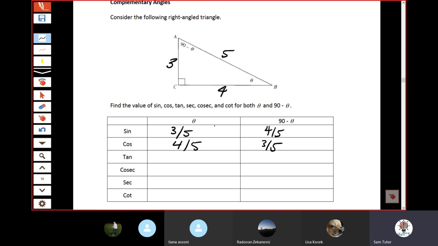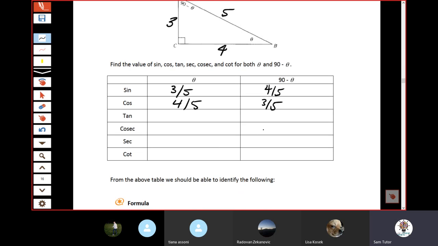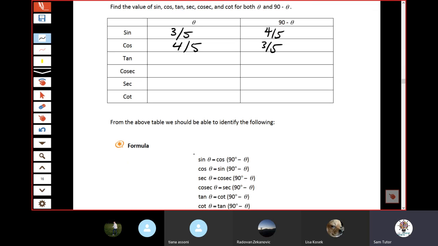Okay, then what you've just proven is that sine theta is always the same as cos 90 minus theta. And vice versa. Cos theta is the same as sine 90 minus theta. So in other words, you've just proven this: sine theta is the same as saying cos 90 minus theta.